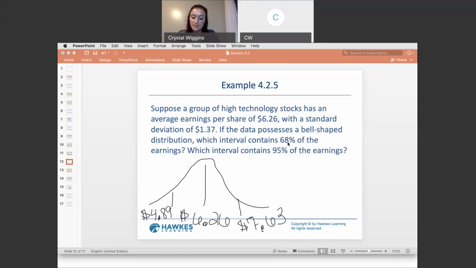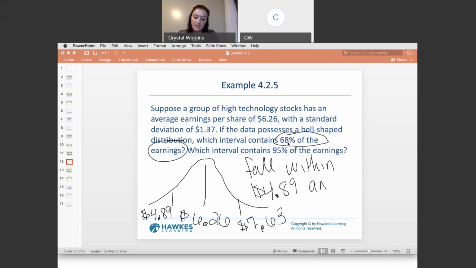So now I would be able to say that 68% of the earnings fall within $4.89 and $7.63. Now, where's 95% of the earnings? Well, we would take $7.63 and add another $1.37, which is the standard deviation. So going out one more standard deviation, we would get, let me get this out of the way.